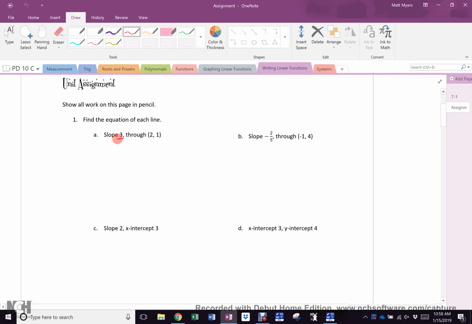All right, slope point. y minus 1 equals 3(x minus 2), because, of course, you put in the opposite of what you see. Slope point. y minus 4 equals negative 2/5 (x minus negative 1), which is x plus 1.